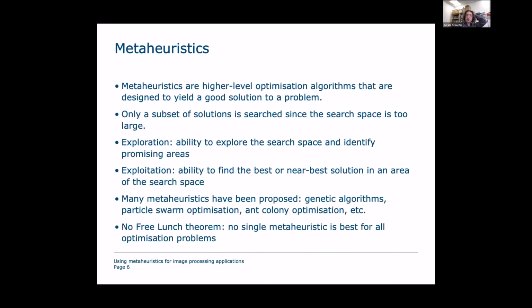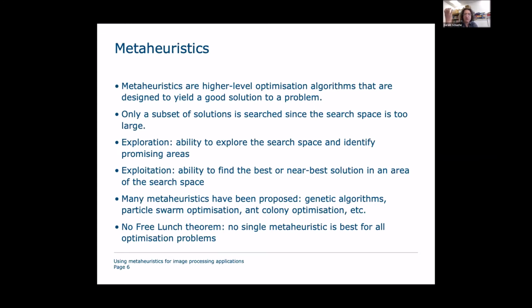So we'll be looking at a different approach. We'll be looking at trying to use metaheuristics. So metaheuristics, if you haven't come across them before, are essentially higher level optimization algorithms. And again, it's based on the idea that we can't try out everything that we have got. We need to essentially inspect only a subset of the possible solutions.